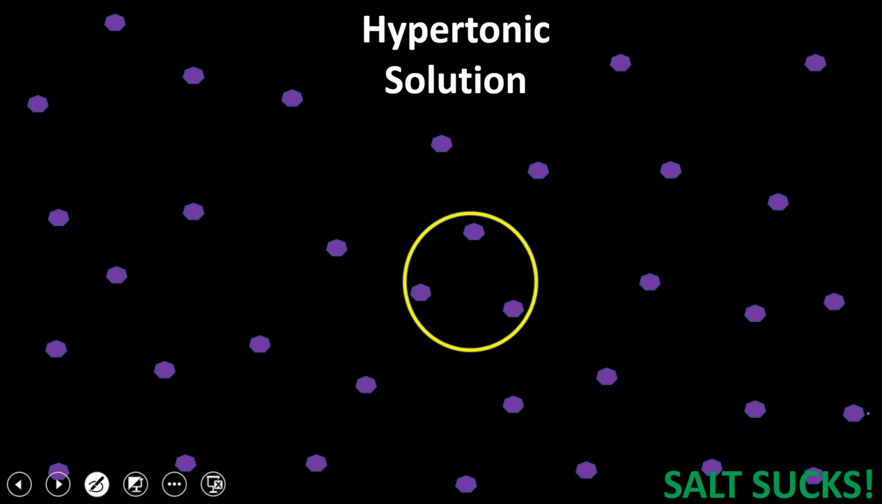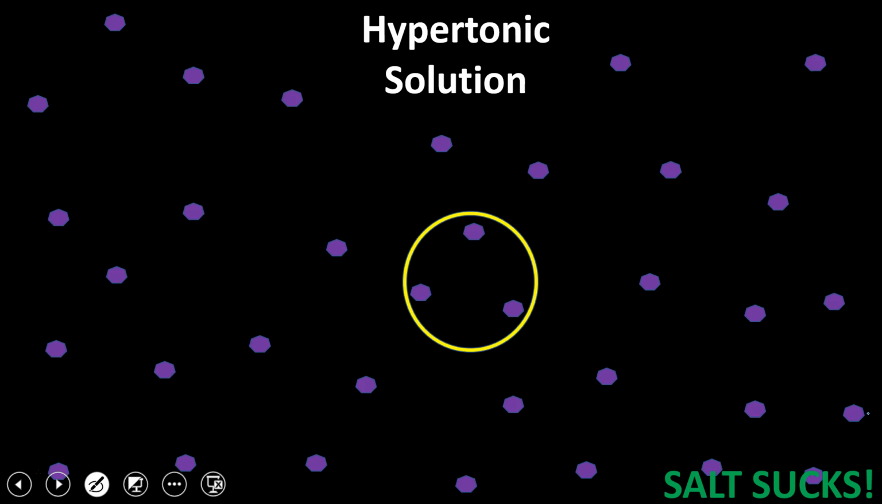Okay? And why is that happening? Well, it's trying to reach equilibrium. The environment's trying to reach equilibrium, so there's an equal concentration of salt on both inside and outside the cell. So that's why the cell is actually going to shrink because water is going to leave.